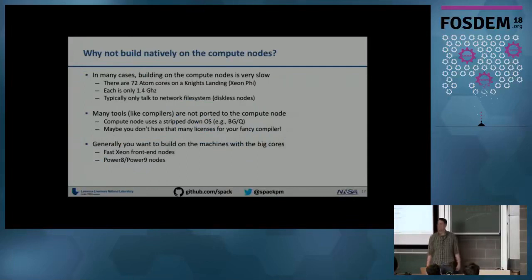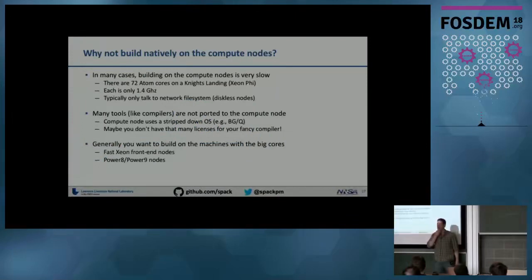Why not build natively on the compute nodes? In many cases, if you build on the compute nodes, it's pretty slow. We have lots of those cores, but that doesn't mean that they're fast. They're fast when you use lots of them. But if you look at, say, a Xeon Phi, it's one chip. It has 72 Atom cores on it. Each one is 1.4 gigahertz. And if you tried to build any kind of significant thing on that, it could take hours and hours.